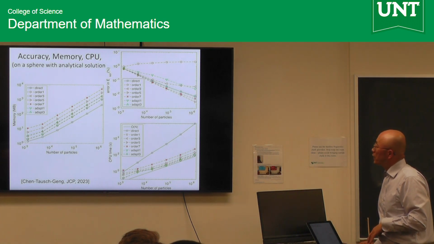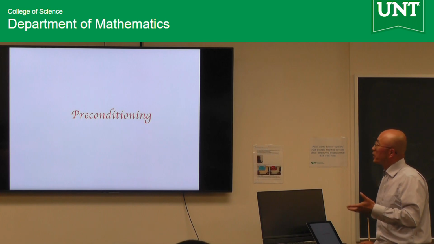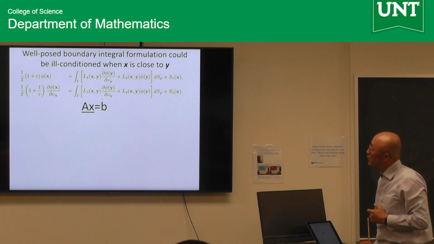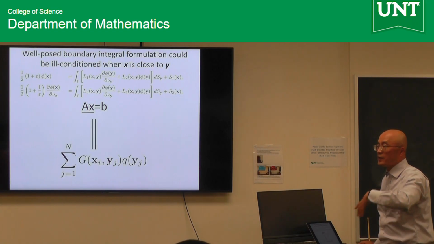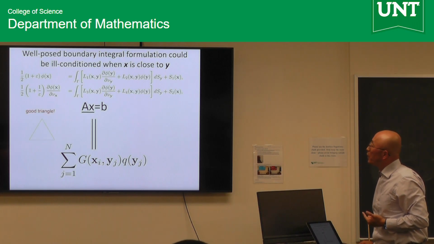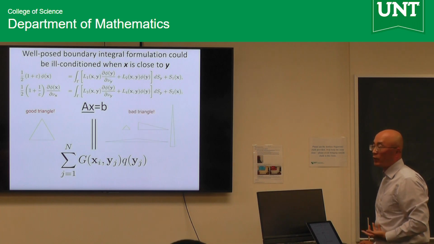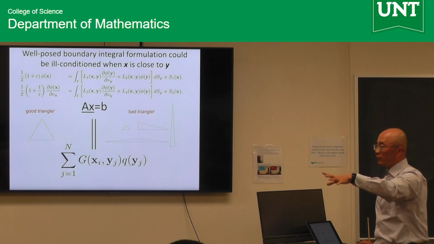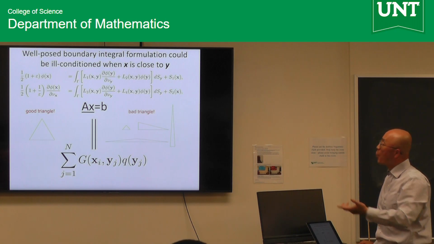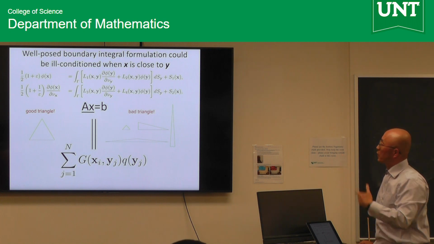And then let's look at the preconditioning. I just quickly explain this idea. When you try to solve AX equals B, which is, as I said, equivalent to calculating the n-body problem. And when we do the triangulation, we have a good triangle and a bad triangle. For a good triangle, your GMRES method will converge in just a few steps. But if you run into bad triangles, your GMRES method will take a lot of steps.